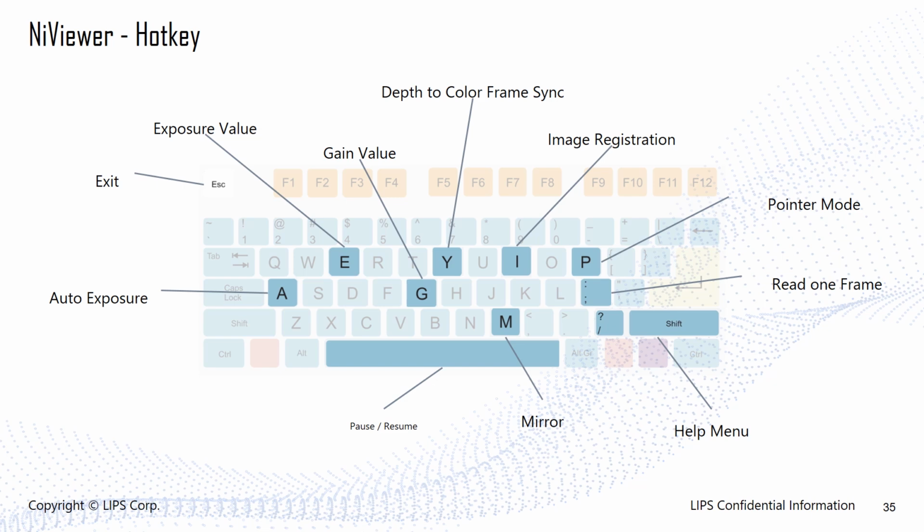The P, which turns on or off the pointer. The pointer is a user interface tool. The semicolon, which enables reading single frames. And the spacebar, which allows you to pause and resume the streaming.